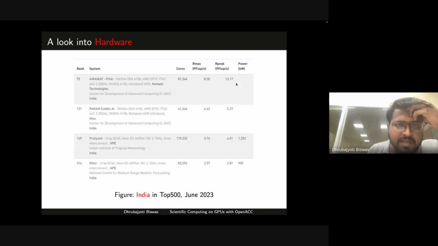In India, we have, I think, 4 or 5 entries in the Top 500. So we have something at rank 75, Airavat at CDAC. Param Siddhi, we again have at CDAC. Pratyush at rank 169, we have at Indian Institute of Tropical Meteorology. I think they do weather simulations in that system. And I think, again, we have in National Center for Medium Range Weather Forecasting, Mihir, that is at rank 316. So yeah, this is the position in which India is in the Top 500.